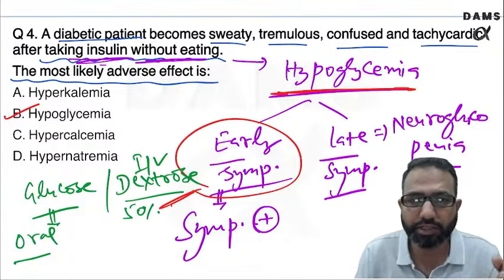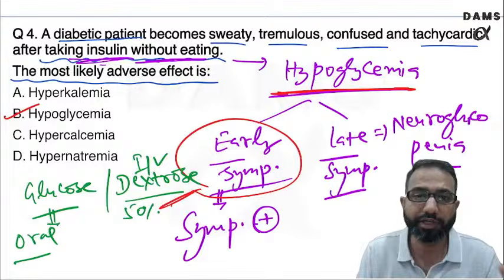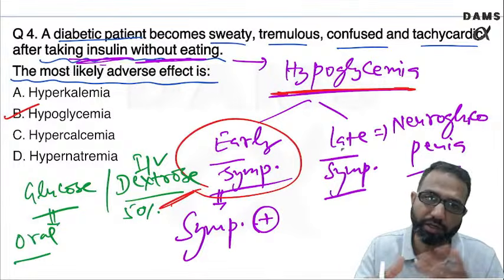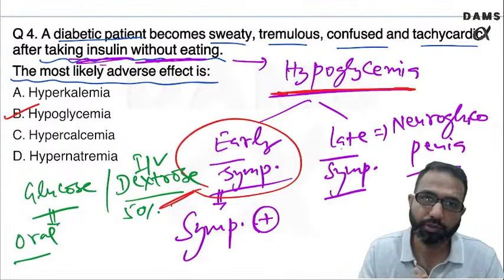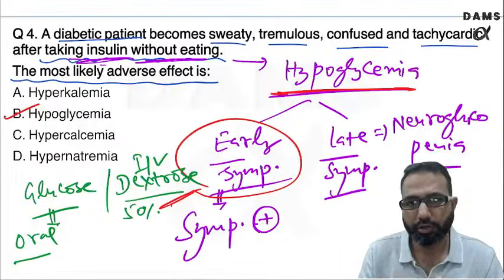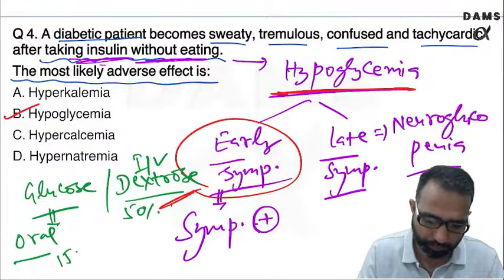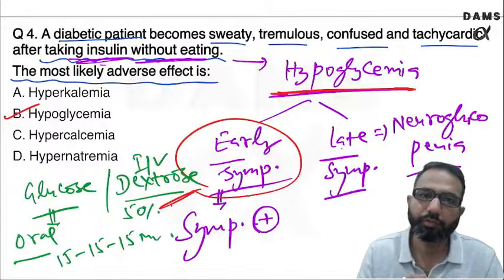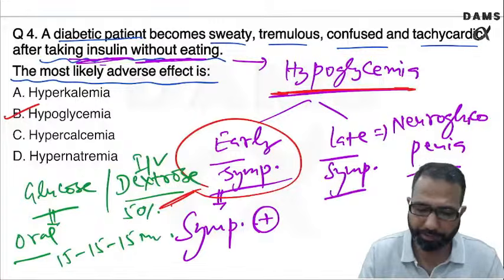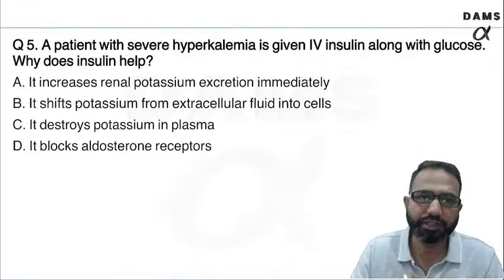If IV access is not possible, then only we think about the intramuscular glucagon injection, that is the reversal of insulin. But that is not the first choice. The first choice will be glucose or dextrose. Orally, glucose 15 gram, then wait for 15 minutes. So that is about hypoglycemia. Let's see the next question.